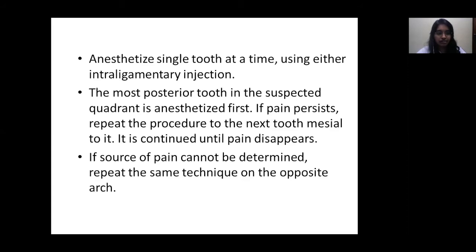Injection is administered to the most posterior tooth in the suspected quadrant. If the pain persists even after the tooth has been fully anesthetized, then repeat the procedure on the next tooth mesial to it. It is continued until the pain disappears. If the source of pain cannot be determined, repeat the same technique on the opposite arch.